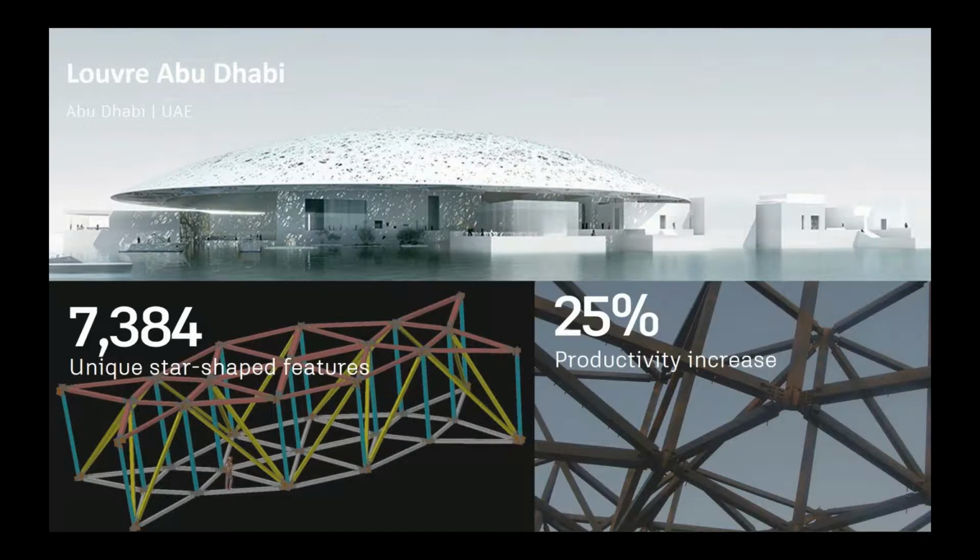The Vienna-based engineering office Wagner Biro used Advanced Steel to detail the steel on the museum's complex dome, which was designed with 7,384 unique star-shaped features. Advanced Steel helped them to work with the engineer from the very beginning of the design process, so they created a 3D model in an elevated state in order to coordinate with them.